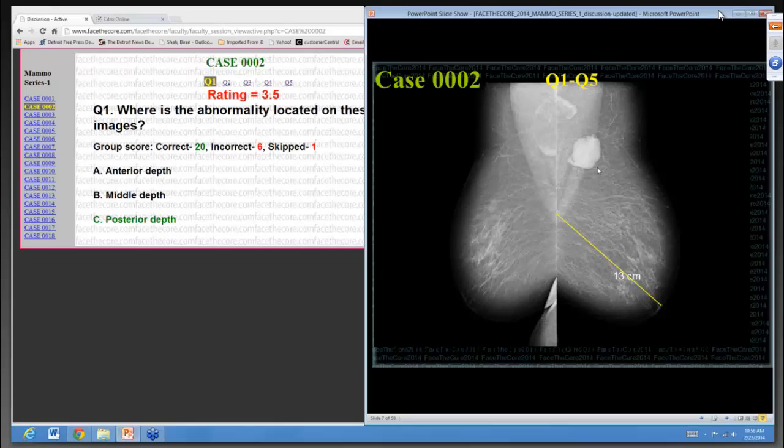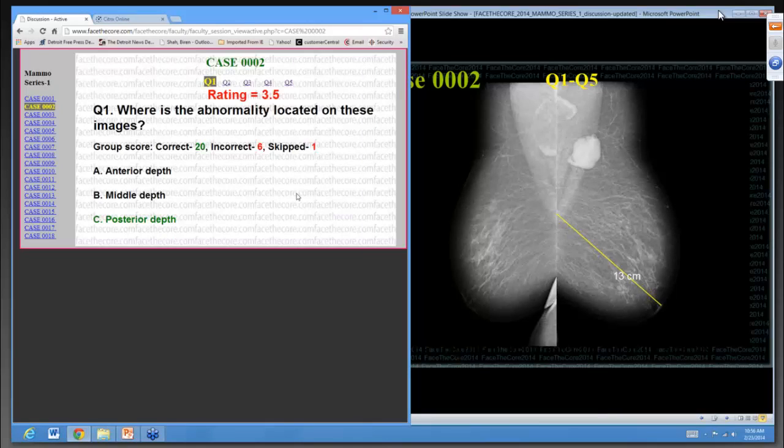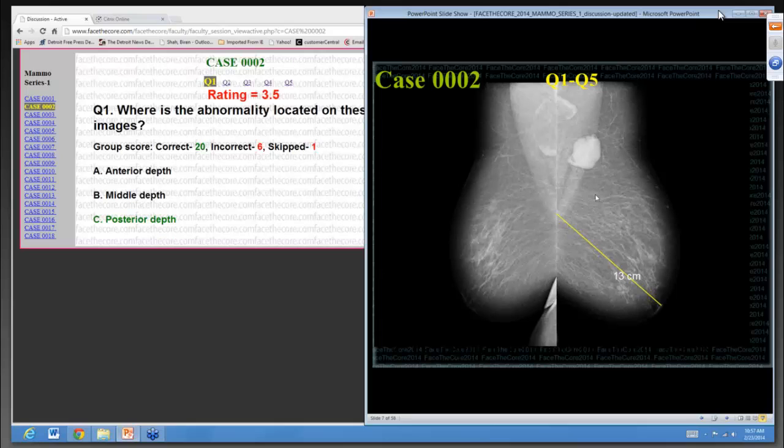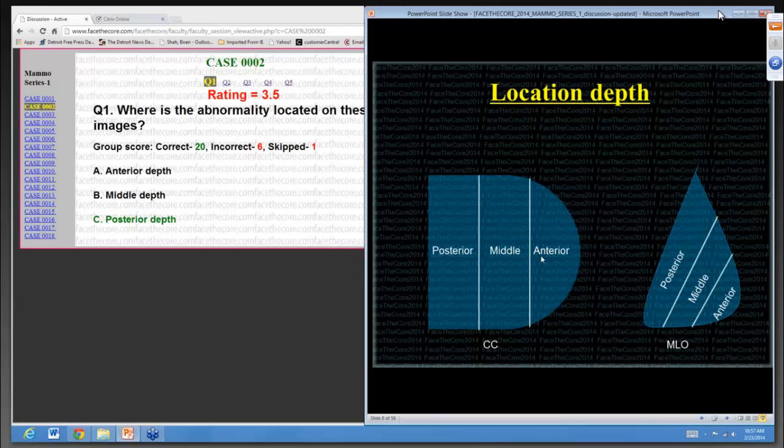For this particular question, where is the abnormality located, it wants to know the depth. In this particular case, it's located in the posterior depth. We break the breast into an anterior one-third, middle one-third, and posterior one-third on the CC as well as on the MLO. So in this particular case, it's posteriorly located.